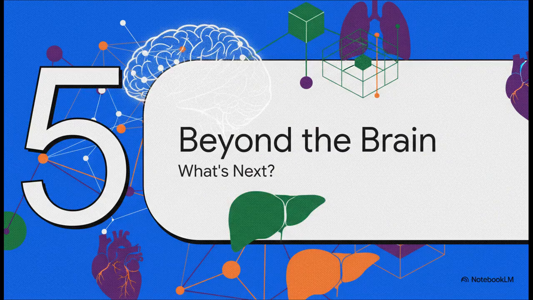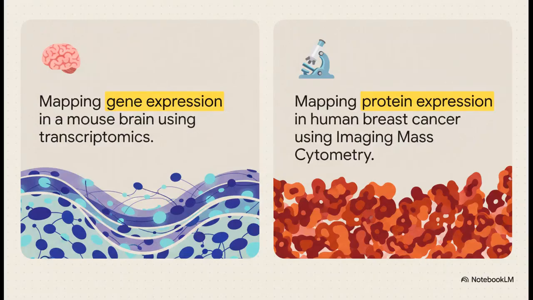Now, obviously, this is a total game changer for brain science, but this powerful technology, it's not just for brains. So the big question is, what's next? To prove just how versatile this tool is, the researchers threw a completely different problem at it. They went from mapping gene expression in a mouse brain to mapping protein expression in human breast cancer tissue. A totally different system, a different technology, and guess what? It worked just as well, letting them see these complex 3D patterns inside a tumor.